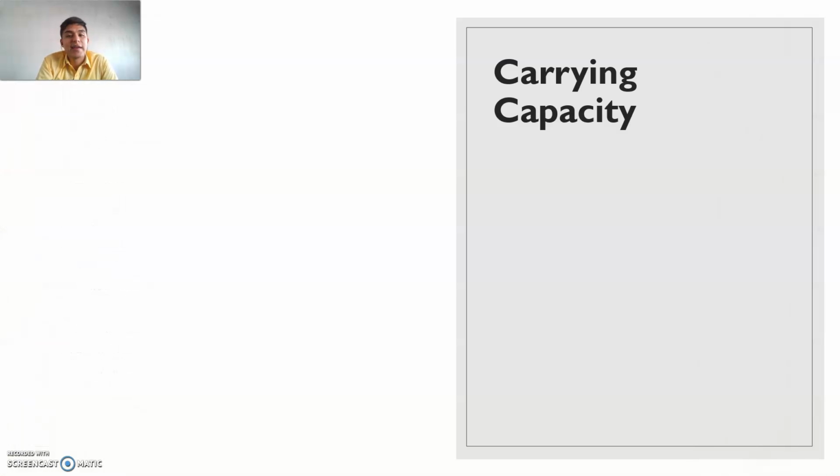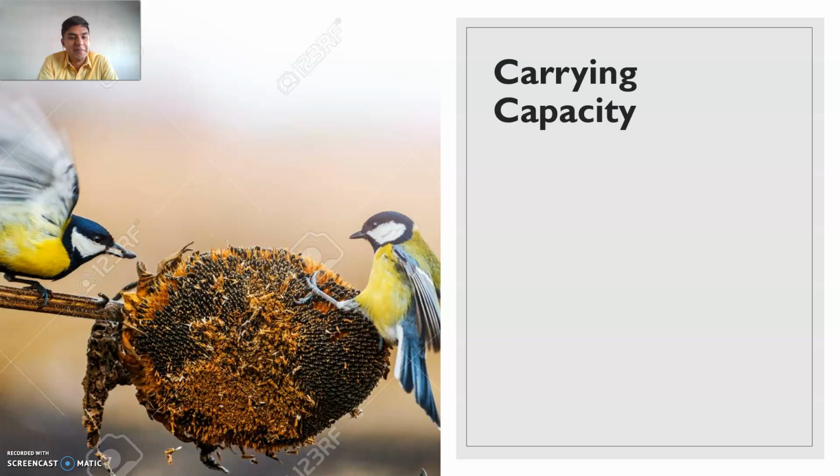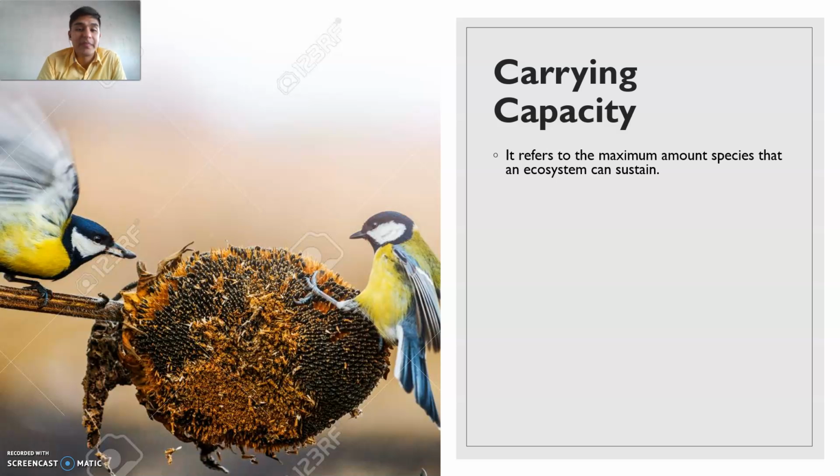And another interesting thing is the carrying capacity of an ecosystem. And just like you can see right over here, these two birds are fighting for the food that was found at a tree. It refers to the maximum amount of species that an ecosystem can sustain. So how much, let's say, water and how much vegetation the ecosystem has. And of course, depending on that amount of vegetation, how many animals can actually feed from the vegetation and water. But no more than that amount can exist in an ecosystem.